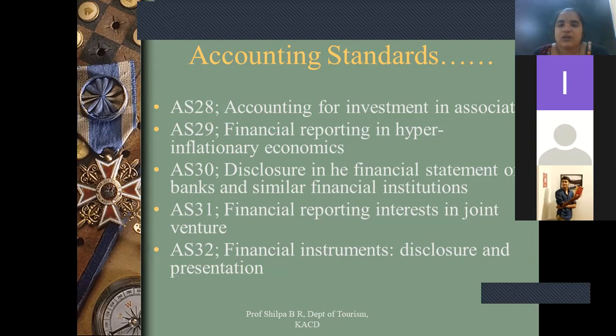Next is disclosure in financial statements of banks and similar financial institutions. So if there is any partnership or investment made in any banks or any other financial institution, such details of investment, such partnership should be given under Accounting Standard 30.